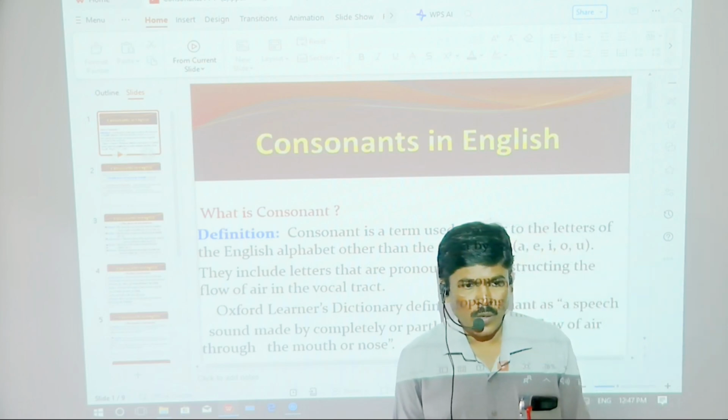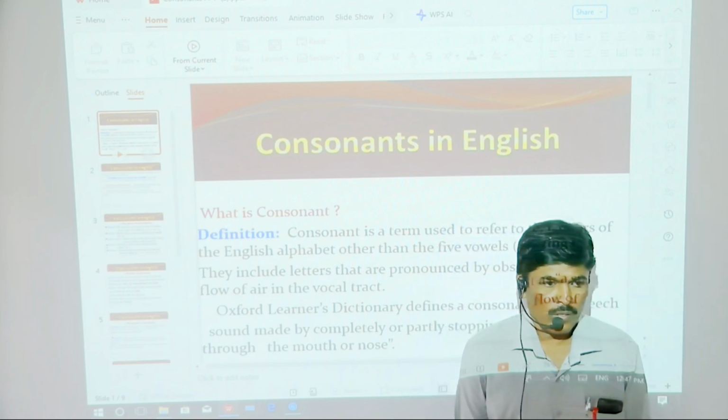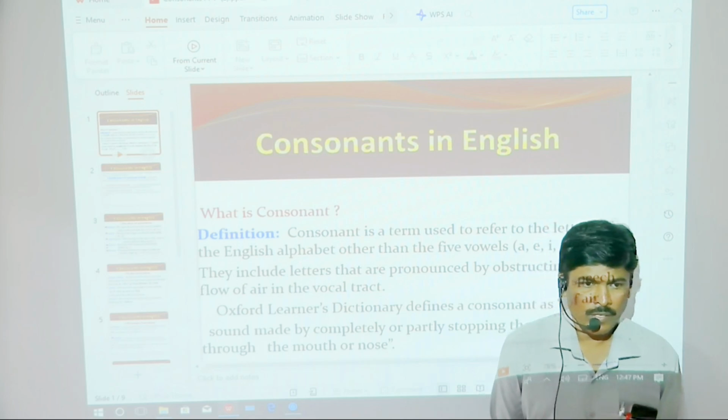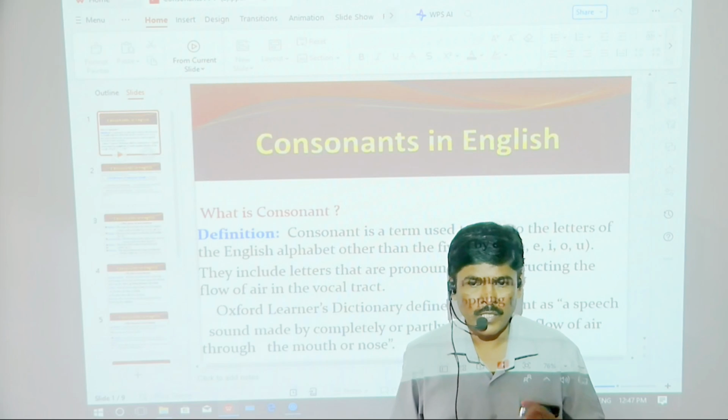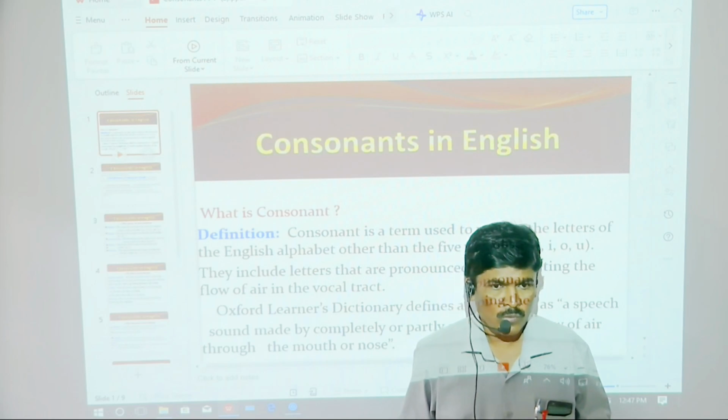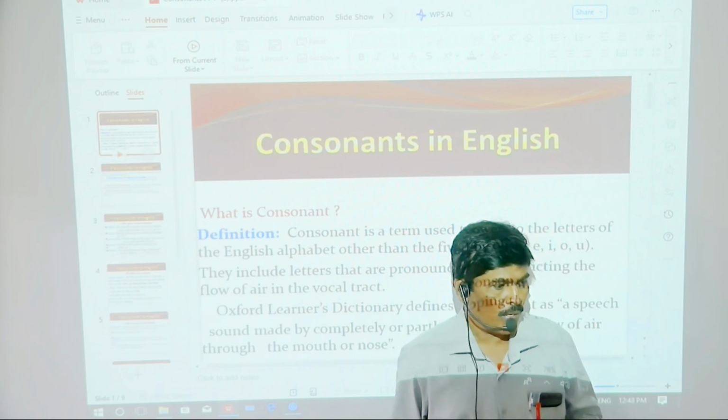We are going to see now the consonants in the English language. In the previous video we have seen the vowels in English language. Now we are going to see the consonants.